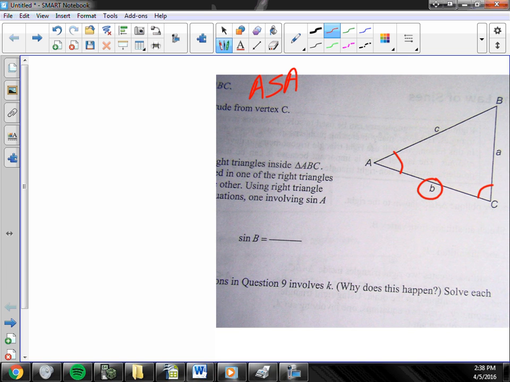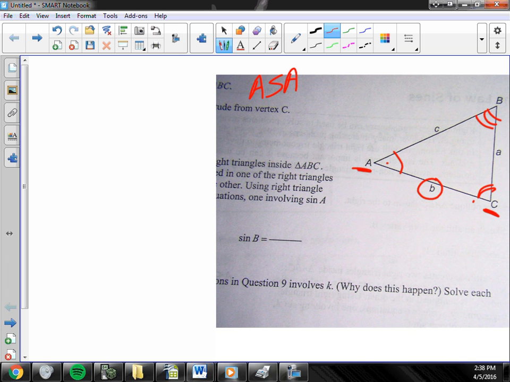This one's kind of tricky. Well, let me mark this as a 2. It doesn't look like it's going to work because we know an A, we know a B, and we know a C. But if I know A and C, don't I know what B is? Yes. So because I know both angles, that guarantees that I can figure out what the third angle is.